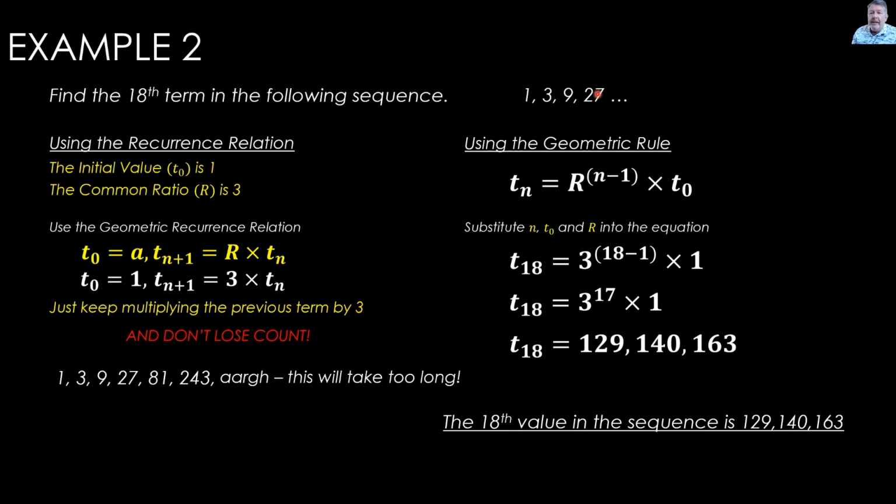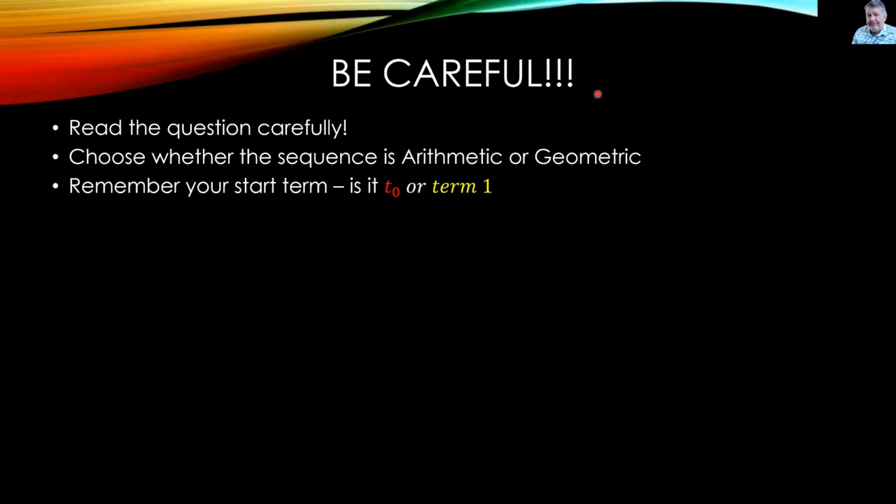Okay. Here's the word of warning. Be careful. Read the question carefully. Now, you might have noticed they have n's for the recurrence relation and n minus 1 for the rule. There's a reason for that. Read the question carefully. Choose whether the sequence is arithmetic or geometric, obviously. And remember your start term. Is it T0 or term number 1? So let's have a look at this one.